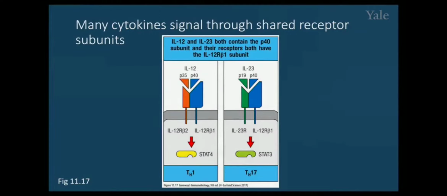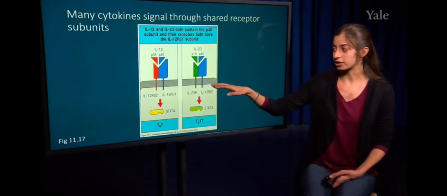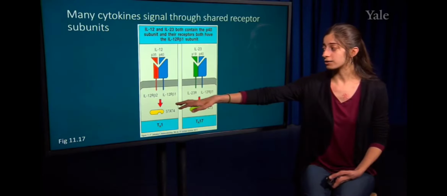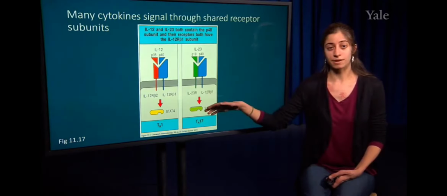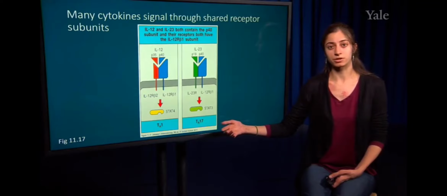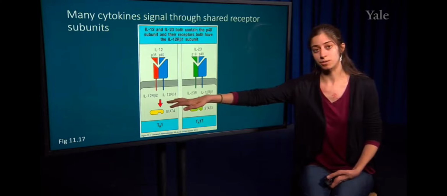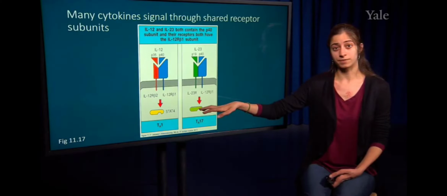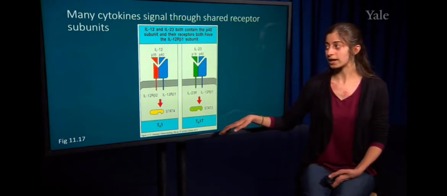As I mentioned before, many of the cytokines signal through shared receptor components. A good example of this is IL-12 and IL-23. Both of these signal through one component of the receptor, IL-12 receptor beta 1. However, the second part of the receptor that makes up the dimer is different between the two cytokines. IL-12 uses the IL-12 receptor beta 2 component, whereas IL-23 uses the IL-23 receptor component. This allows for downstream functions to be different between the two cytokines.